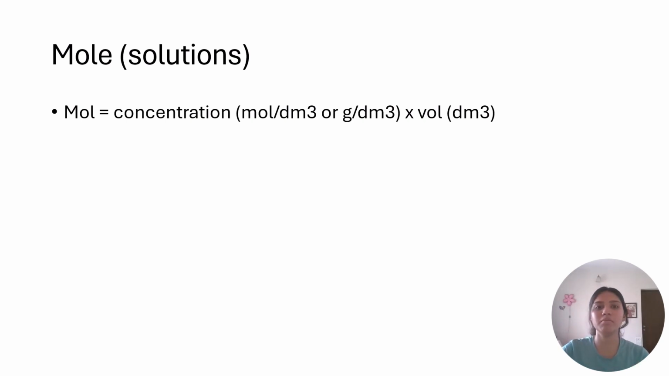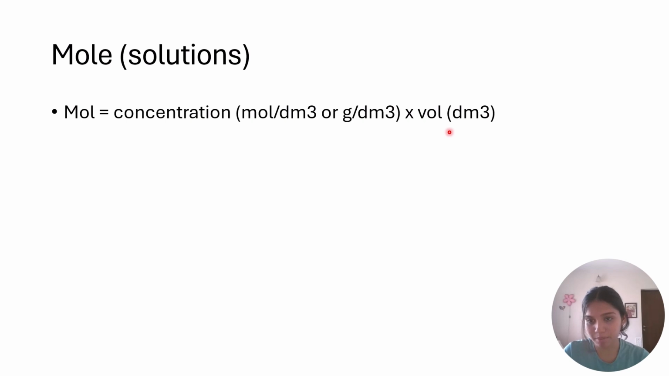A mole is basically concentration into volume. Here you must remember that the volume is measured in dm cube. 1 dm cube is 1000 cm cube, another conversion that you need to memorize. So when you're multiplying concentration by volume, you need to make sure that both have the same unit. You need to see that it's mole per dm cube or gram per dm cube into volume.